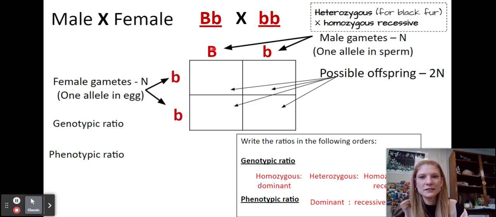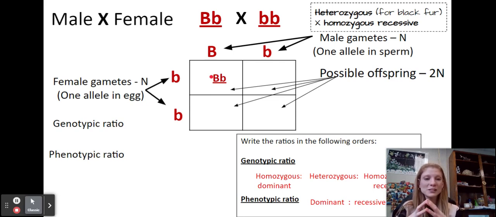This means that this capital B will be used in the boxes below it. This lowercase b will be used in the boxes below. This b will be used in the boxes across. And this lowercase b will be used in the boxes across as well. So when we get heterozygous big B, little b, it's because it's a combination of one allele from the male and one allele from the female. These two intersect right here, so we get a heterozygous, and of course we always write the dominant first.